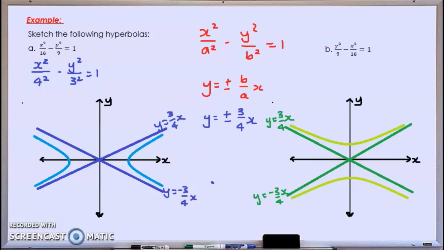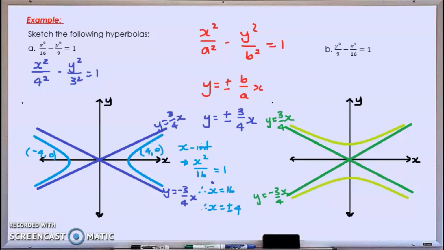Now, of course, no graph is complete without our intercepts. For the blue graph, our intercepts will be our x-intercepts, and so therefore y equals 0. So here, my x-intercept will be where y equals 0, so my equation will be x squared over 16 equals 1. Therefore, x squared equals 16, and so therefore x will be plus or minus 4, which means I'll have this intercept at (4, 0), and an intercept here at (-4, 0).